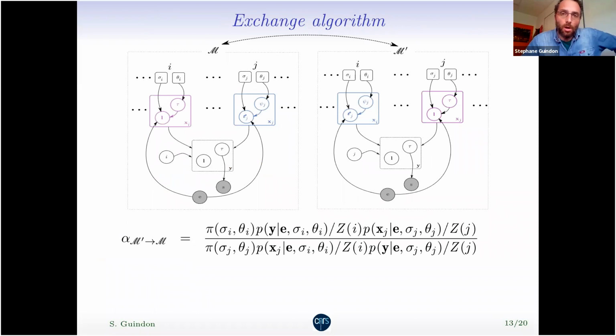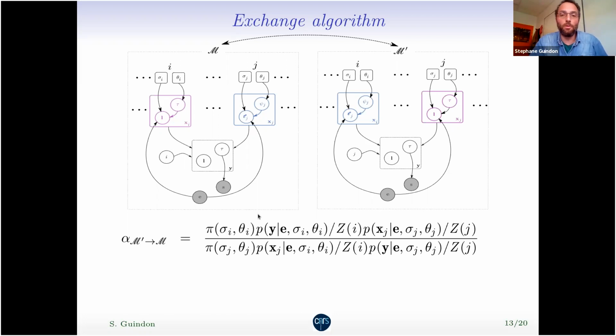All right, so the core of the exchange algorithm really is depicted on this figure here. So you have two instances of your graphical model, and the only difference you see between those two instances, in order to go from M to M prime, is that you've just exchanged the values of the pseudo tree and the pseudo locations. You've exchanged the pink part here with the blue part, and exchanging that gives you M prime, all right?